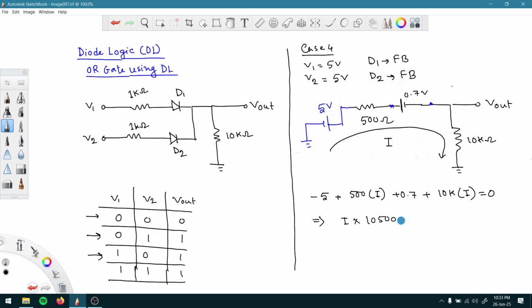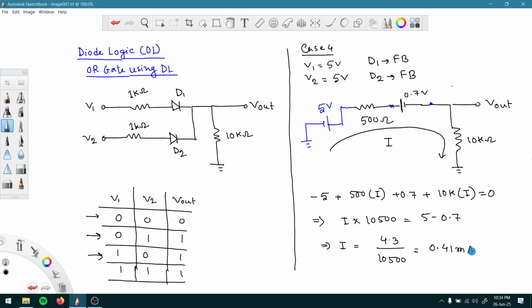10,500 ohm, and all the things here will be going to the right side. Then we are going to get the value of I, which is 4.3 divided by 10,500. So this is our final value. So we are getting 0.409. Let us call that 0.41.